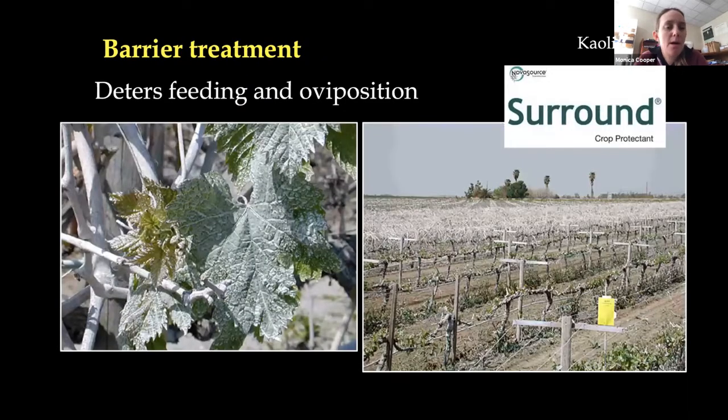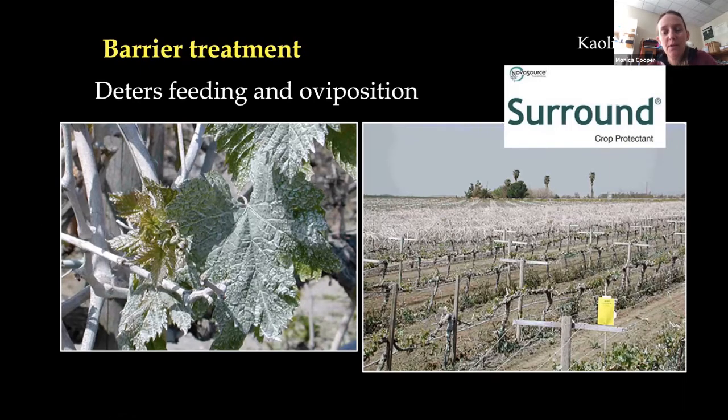Barrier treatments are another option. They haven't been very well studied for blue-green sharpshooter, but in some studies with glassy-winged sharpshooter, it showed that the surround barrier both reduced feeding and egg laying. So not only do the sharpshooters not like to feed on these vines that have surround, but also they're not laying eggs in them quite as much. And so although it hasn't been widely tested, people, particularly in areas where there's a lot of Pierce's disease pressure, have been using surround as a potential barrier.